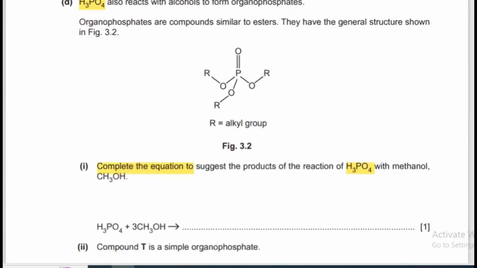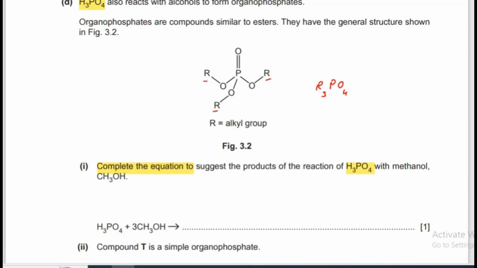Now, H3PO4 also reacts with alcohol to form organophosphates. Organophosphates are compounds similar to esters, and they have the general structure shown. Phosphorus has 5 electrons, so it makes a double covalent bond with one of the oxygens and 3 single covalent bonds, and there are 3 alkyl groups. So 3 alkyl groups, then 1 phosphorus, and then 4 oxygens.